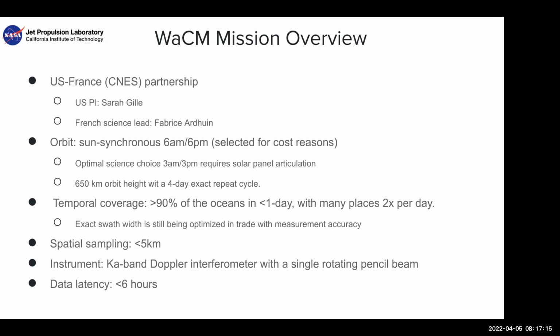The instrument is a K-band Doppler interferometer with a single rotating beam antenna. This is in contrast to QuickScat that had to have 2 beams. We can get away with a single beam because we combine the Doppler for direction and the K-band for radar cross-section. And we plan to have a data latency of less than 6 hours to enable near real-time assimilation, using it for ECMWF or using it for Navy models.